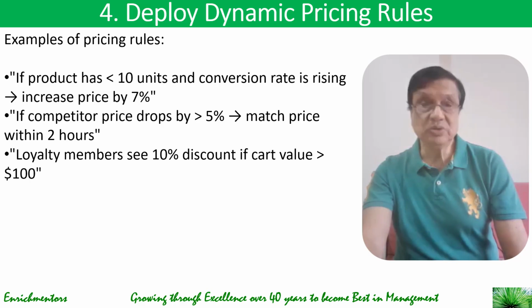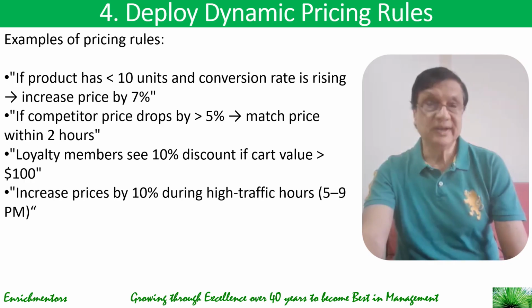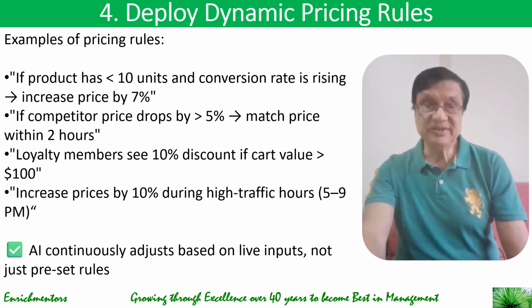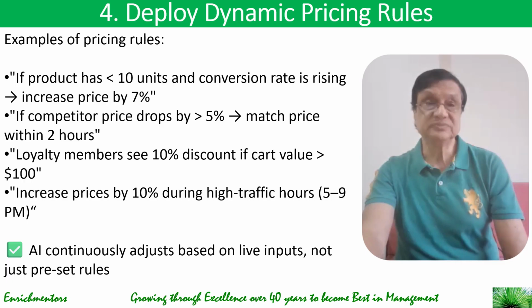The third possible rule could be: a loyalty member sees a 10% discount on a cart value greater than $100. So whenever there's a loyalty member and the cart value is more than $100, they could get a 10% discount. Another rule that you could use, for example, is to increase price by 10% during high traffic hours, 5 to 9 p.m. Now, AI can continuously adjust these based on live inputs, not just preset rules. So that's the beauty of dynamic pricing rules.